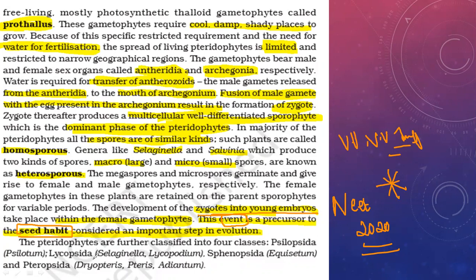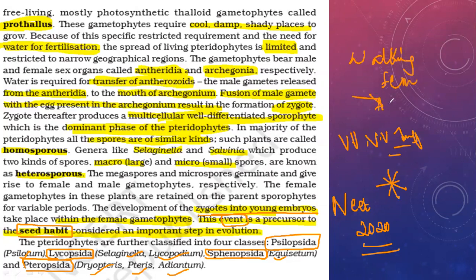These pteridophytes are further classified into four classes. First one, Psilopsida, for example, Psilotum. Lycopsida, example, Selaginella, Lycopodium. Sphenopsida, the example is Equisetum. Pteropsida, the example is Dryopteris, Pteris, and Adiantum. Walking fern, Adiantum, walking fern is Adiantum.